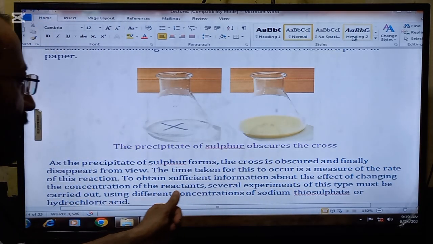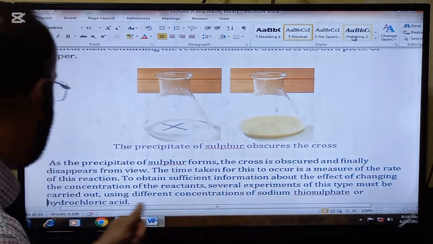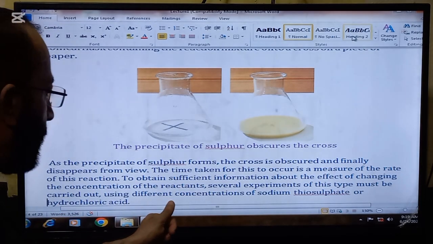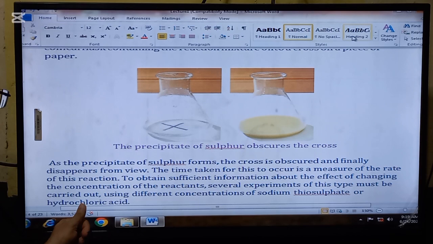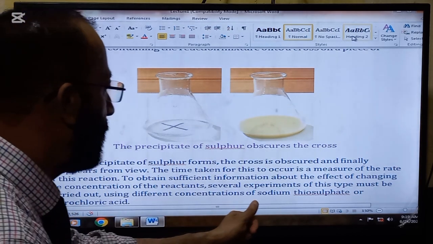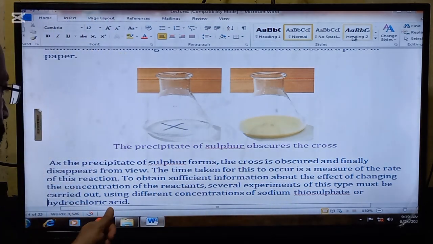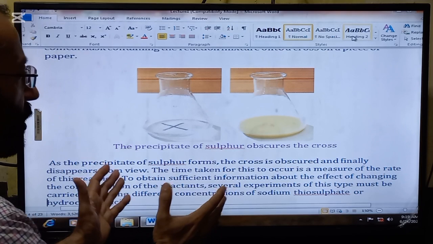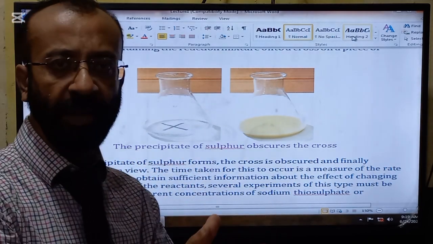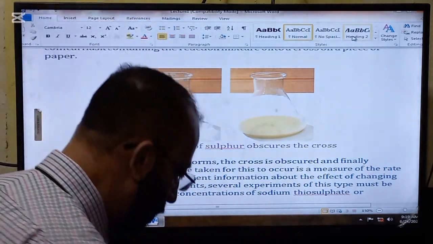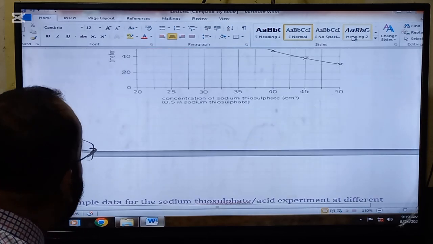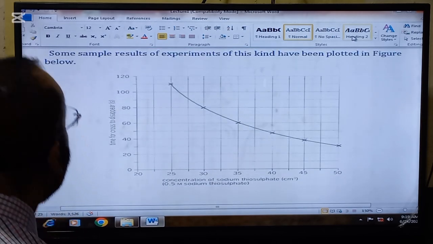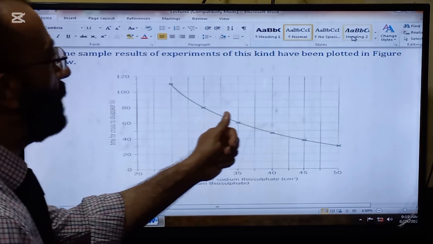To obtain sufficient information about the effect of changing the concentration of the reactant, several experiments of this type must be carried out using different concentrations of the sodium thiosulfate or hydrochloric acid. So the concentration of any one of the reactants can be changed. Some sample results of experiments of this kind have been plotted.